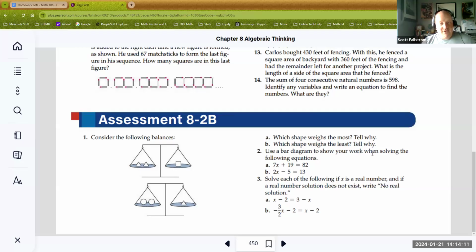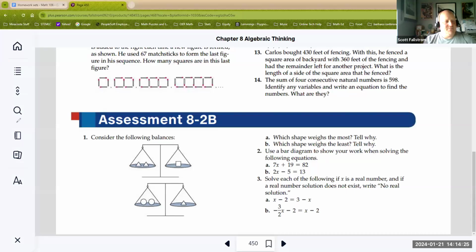Use a bar diagram to show your work when solving the following equations. So 7x plus 19 is 82, and 2x minus 5 gets you to 13. Again, just to show the setup for one of these, if you were doing this bottom one here, 2x, and I take away 5 and I'm left with 13. So I have 13 and I took away 5, right? Here's 5 and I take that away, right? So 2x take away 5 gets you 13.